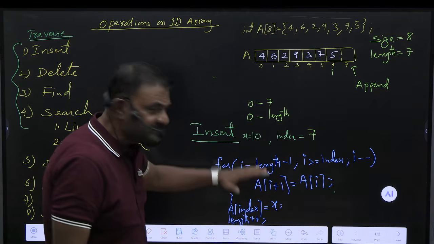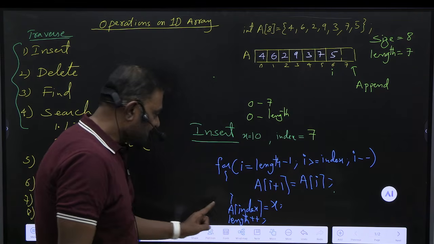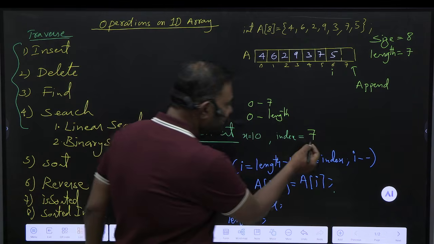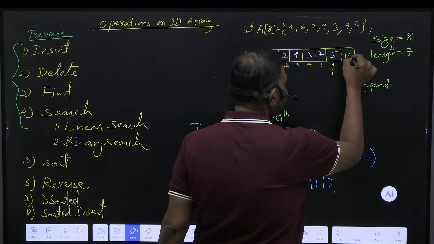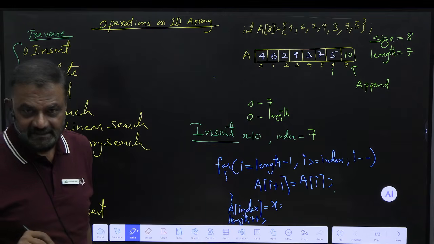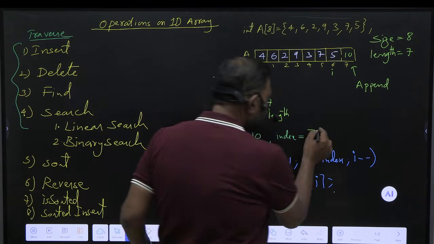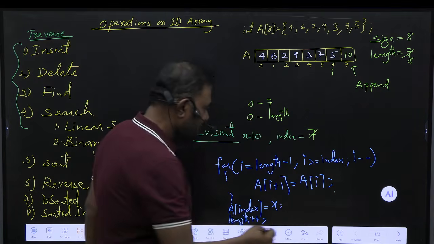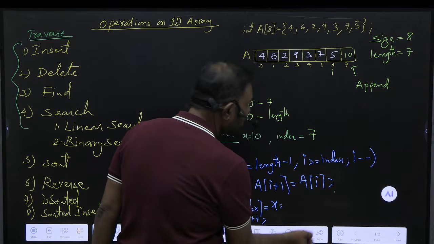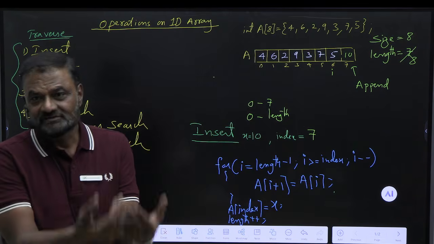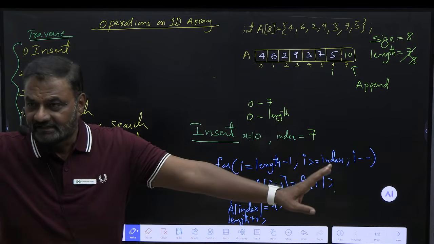So will it enter inside this for loop? No. So it comes out and A of index is assigned x. At the index where you want to insert, it will insert the element 10. And now length should become how much? This should become 8. Now length is equal to size. I cannot insert more elements right now.